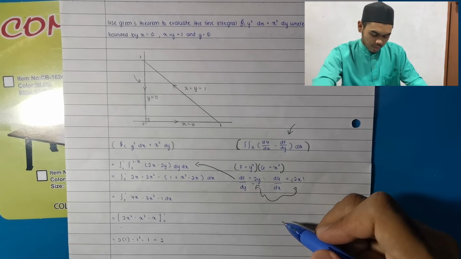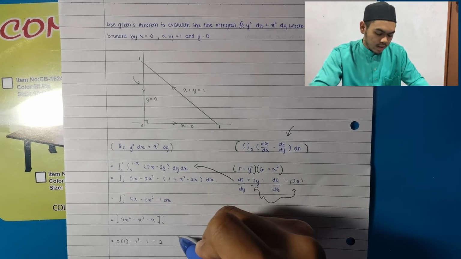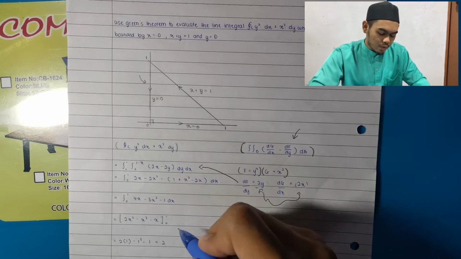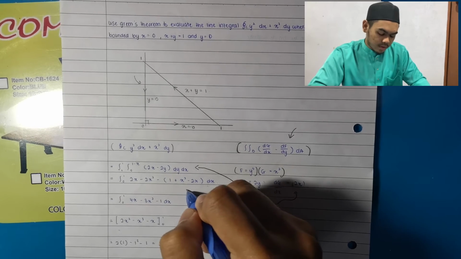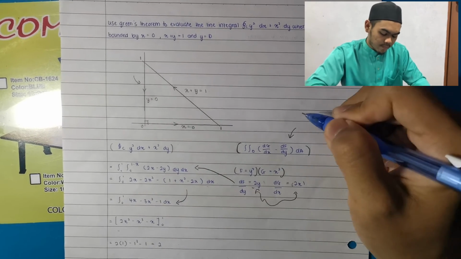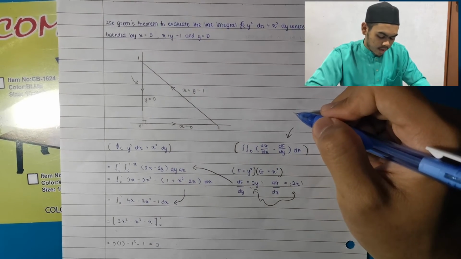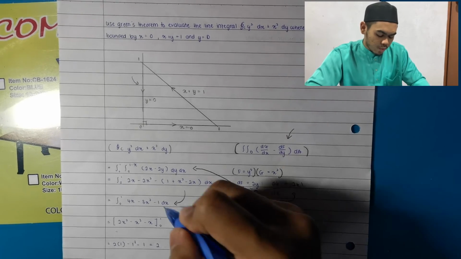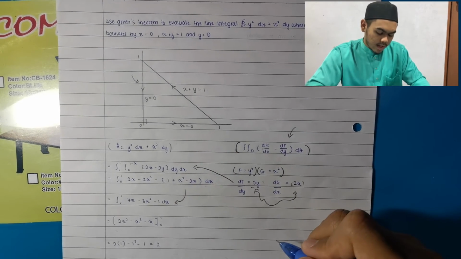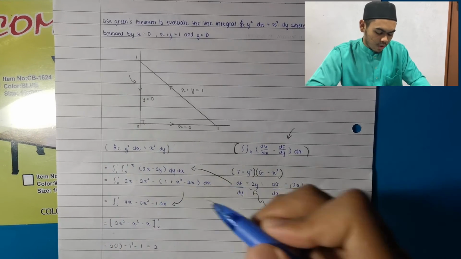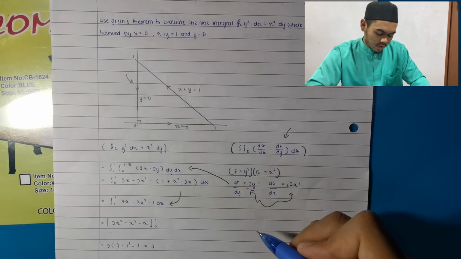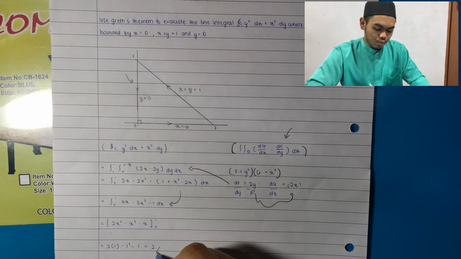Then we integrate with the dy limit into the equation. Then we simplify it into its simplest form, which is the integral of 4x minus 3x squared minus 1 dx. Next, we integrate with respect to dx, and the final answer is 2.